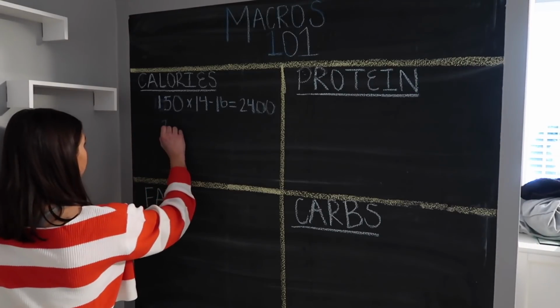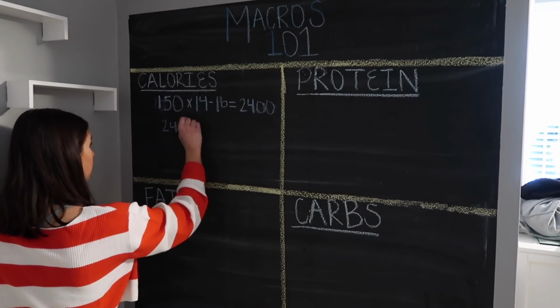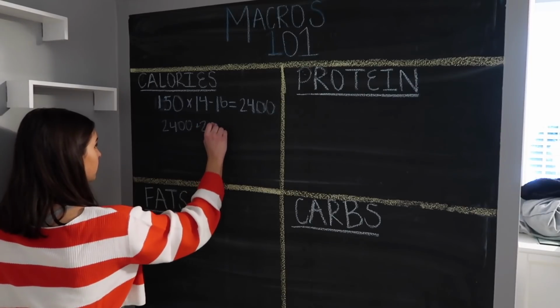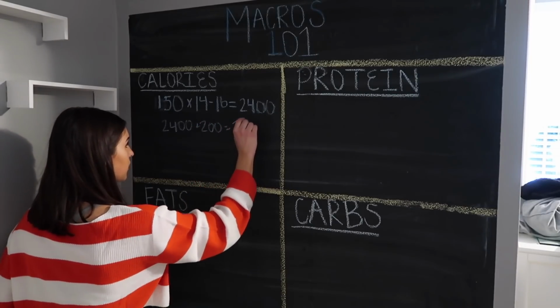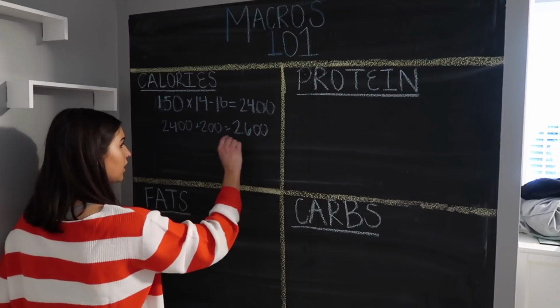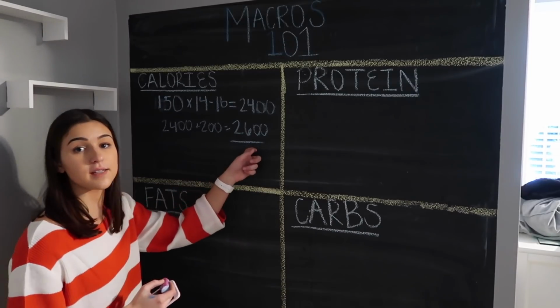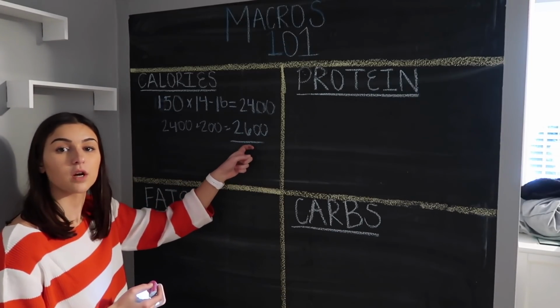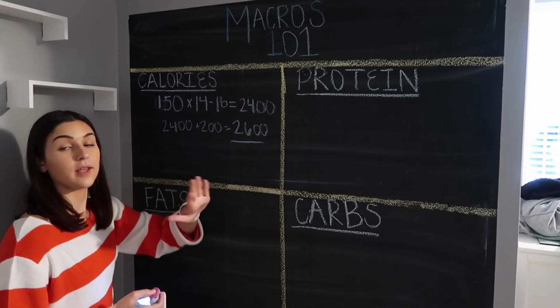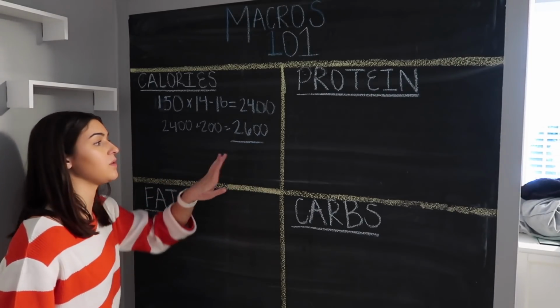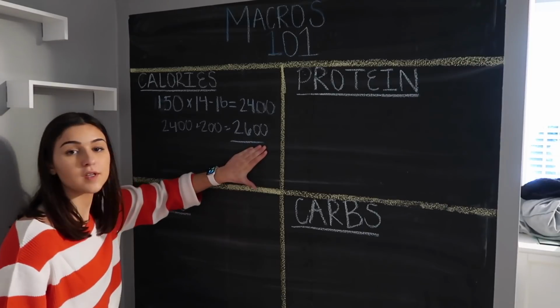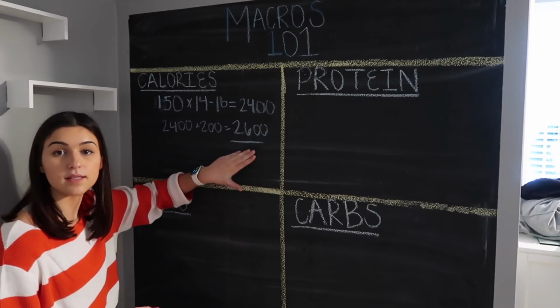So we're going to go 2,400 plus 200 calories to bulk gives us 2,600 calories. This is how many calories I should be eating every day if I want to start bulking. And as I will explain later in this video, as time goes on, you want to increase your surplus as you're seeing results to continue to gain weight and continue to bulk.